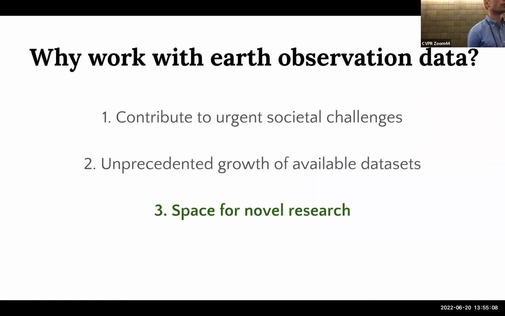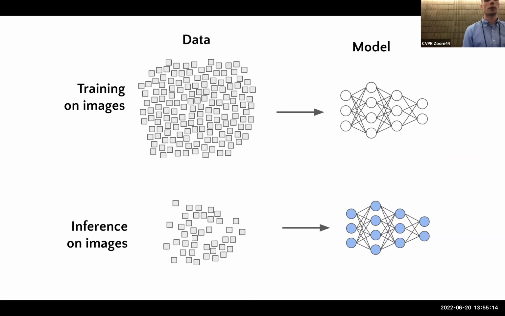The last reason to work with Earth observation data is that there's really a lot of space for novel research. So Hannah talked about this a bit, and I'll just recap because I think this is a really important point. When you're working with images, which is the case with pretty much all computer vision projects, you're training on a massive data set. ImageNet, for example, has millions and millions of images, and these images are all independent. And so once you've trained a model on those images, then you can do inference on another set of images, and you do inference on images that are also independent. And you hope that your distribution kind of matches, because if the training distribution and the test distribution are similar, then you'll probably get fairly good results.